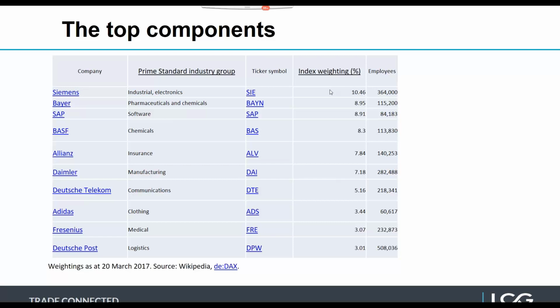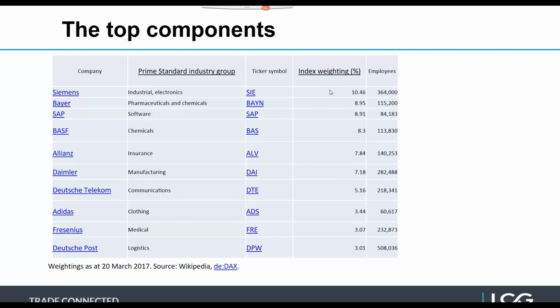So clearly, if something dramatic happens to the shares of Siemens, or even something not too dramatic, it's going to affect the German DAX. Likewise, Bayer, SAP, and the other companies that you see in this list. Daimler, obviously. The DAX struggled a bit when Volkswagen were in trouble. These car makers do have a big impact on the index.